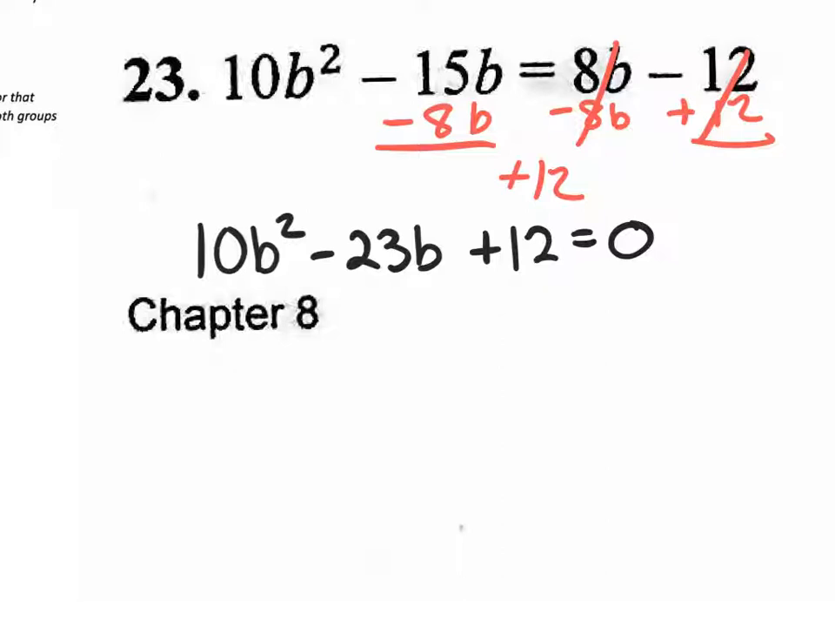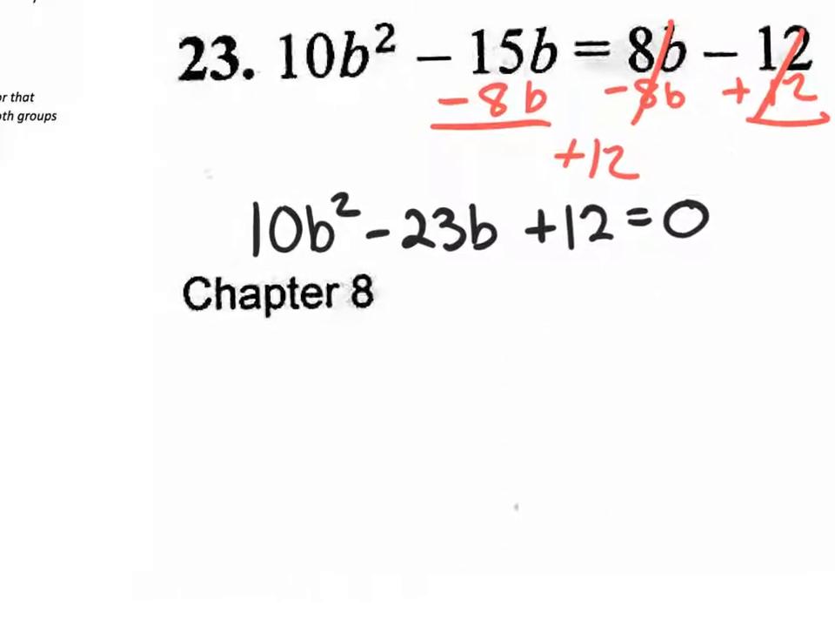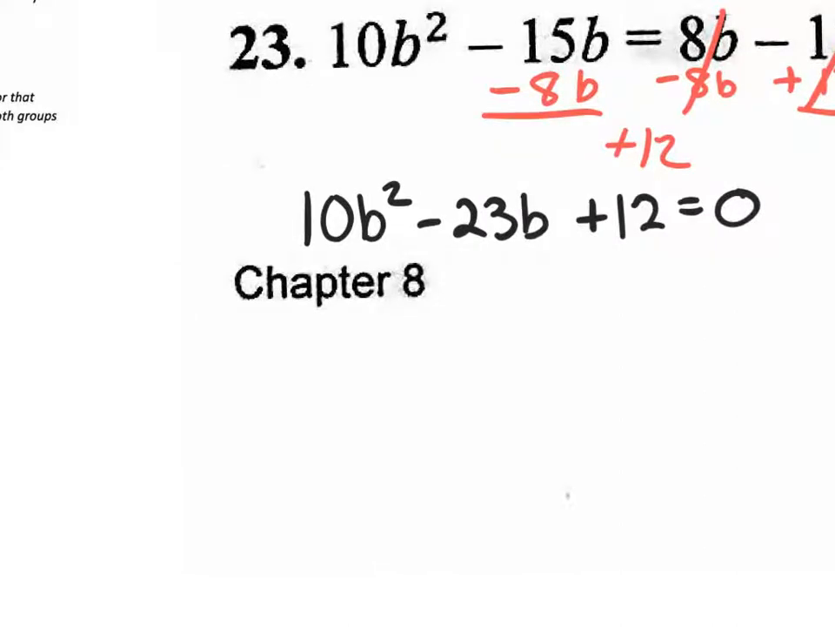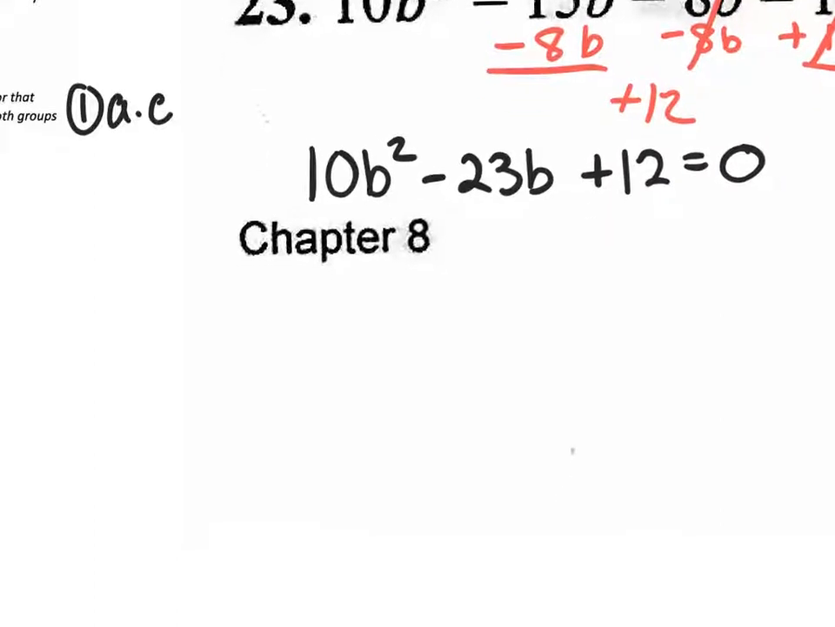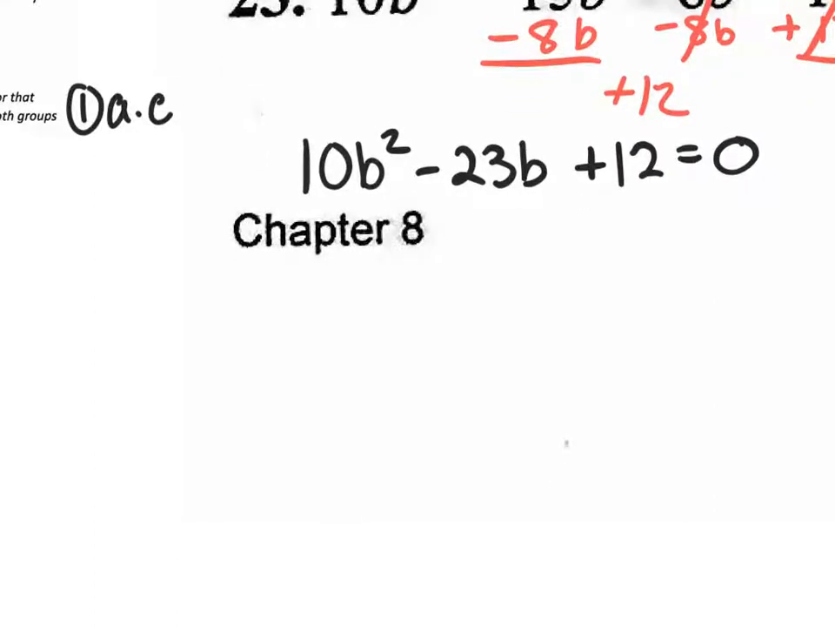And then you try to factor out a GCF, but there is no GCF. So we need to go through the steps. And step 1 would be to multiply a times c. So if I multiply a times c, I get 120.